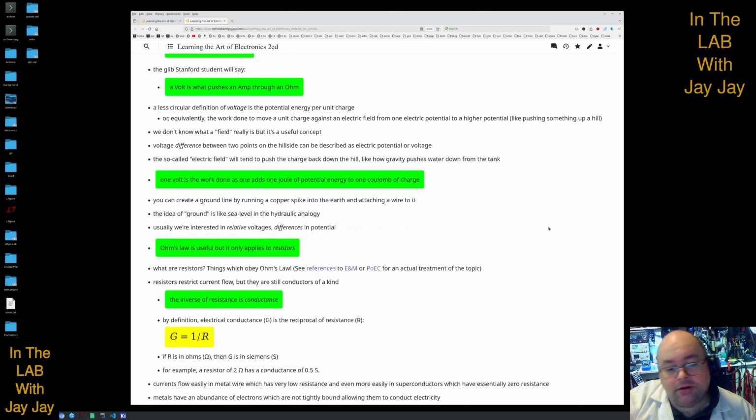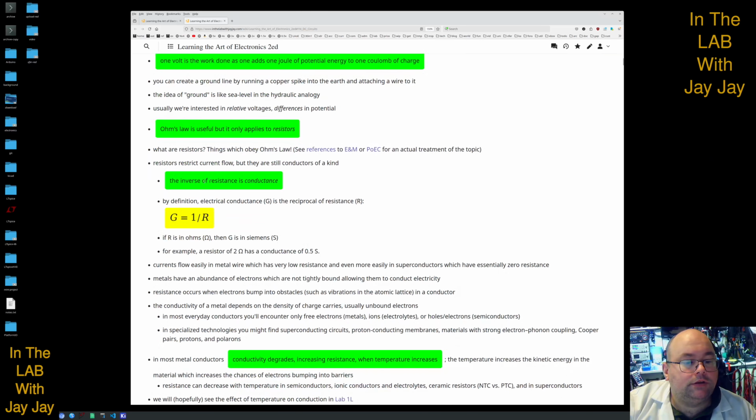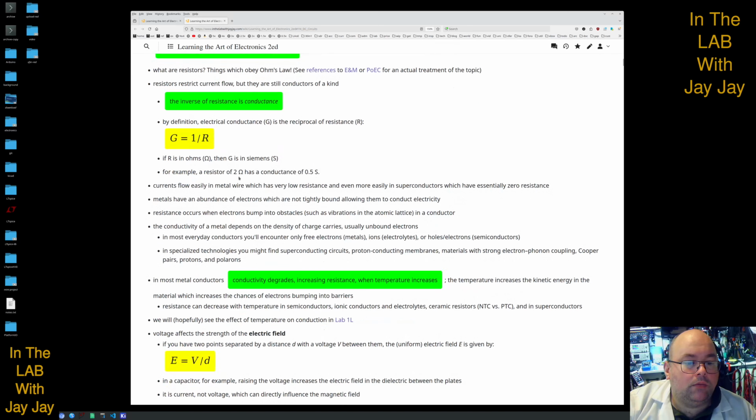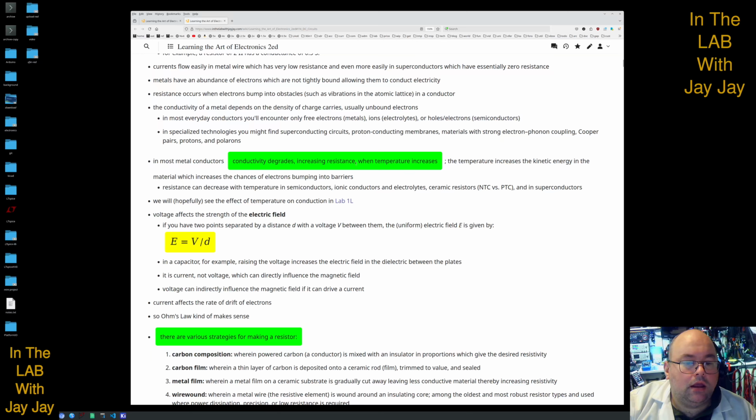Ohm's law is useful, but it only applies to resistors. Not everything behaves like a resistor. The inverse of resistance is conductance. So G equals 1 on R, the reciprocal of R, where R is in ohms and G is in Siemens. Okay, so usually conductivity degrades, increasing resistance, when the temperature increases. It's not universally true, but it's usually true.